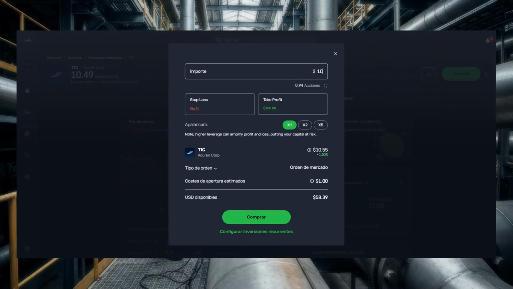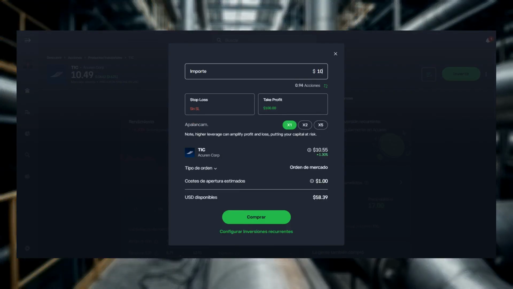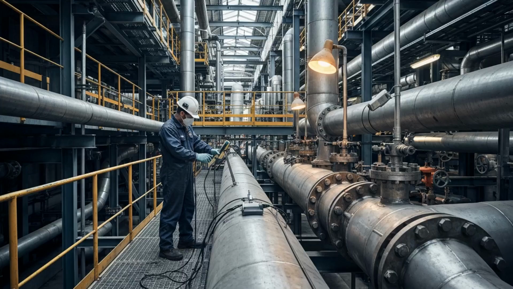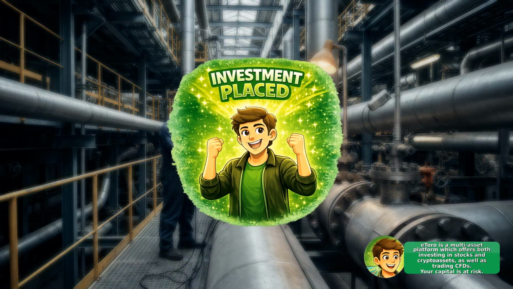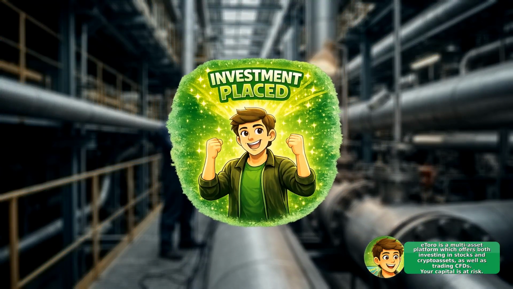Tap Invest or Buy. Enter the amount you want to invest, then carefully review the order details and confirm the purchase. If the market is closed, your order may be pending, and if you do not have enough funds, the platform will prompt you to add money before the trade completes. After the trade, your open position will appear in your portfolio where you can monitor it.